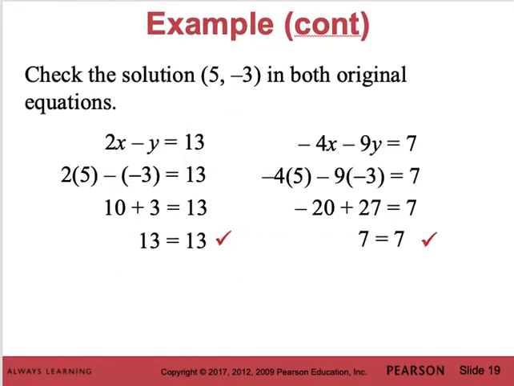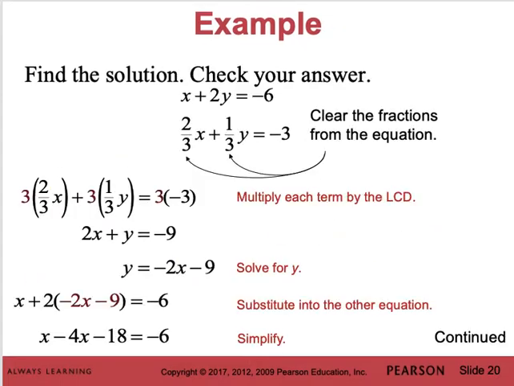We can check the solution in both the original equations just to verify it works for both of them. If we replace x with 5 and y with negative 3 in both of our equations, it does work. We get a statement that is true. These are equal. These are equal too. We'll try that one more time. We can find the solution and check our answer.